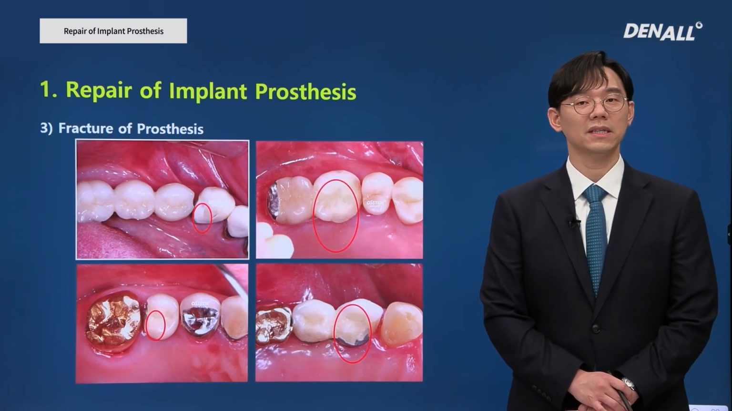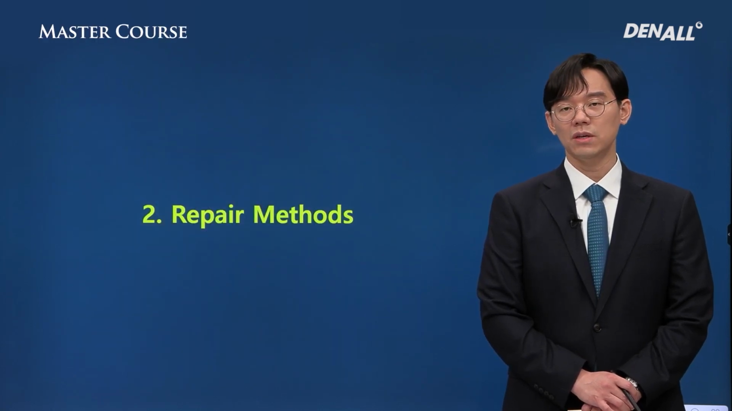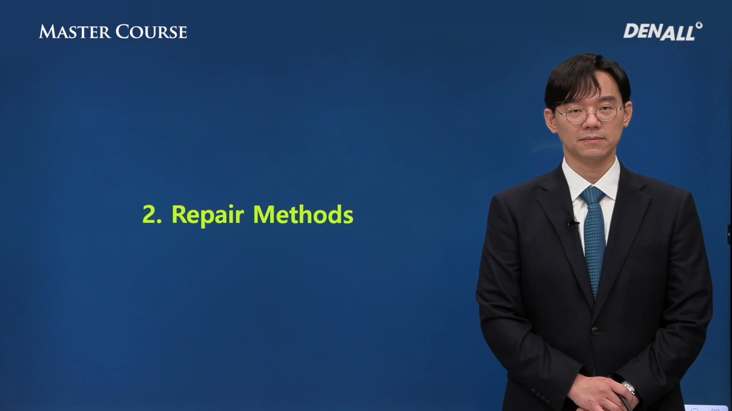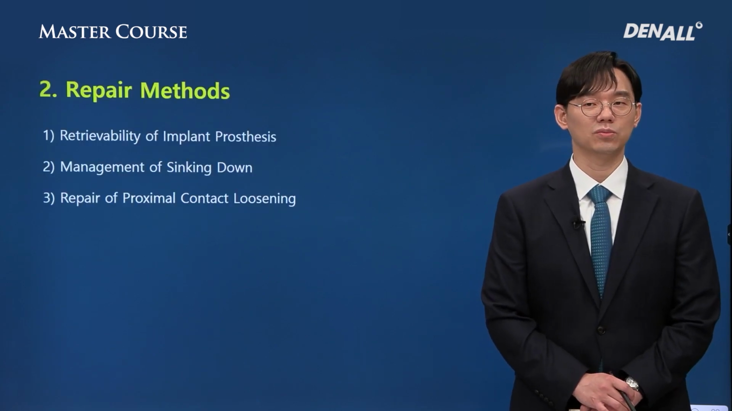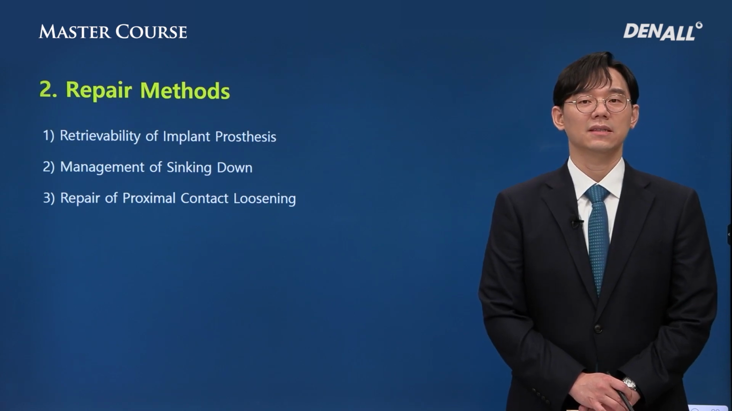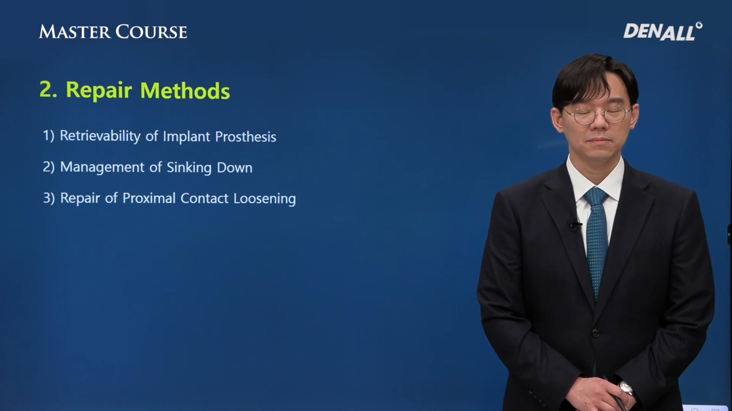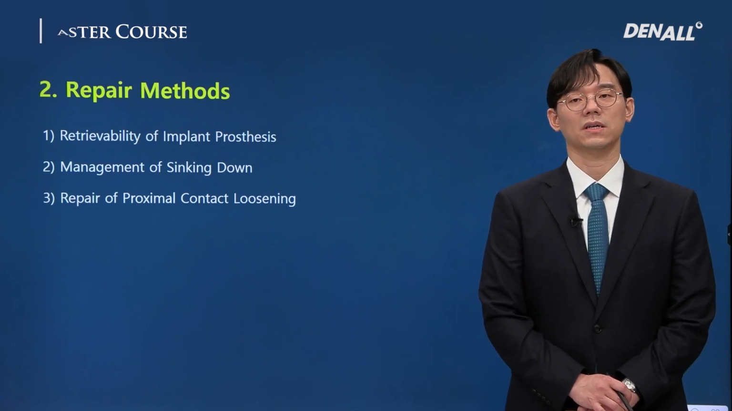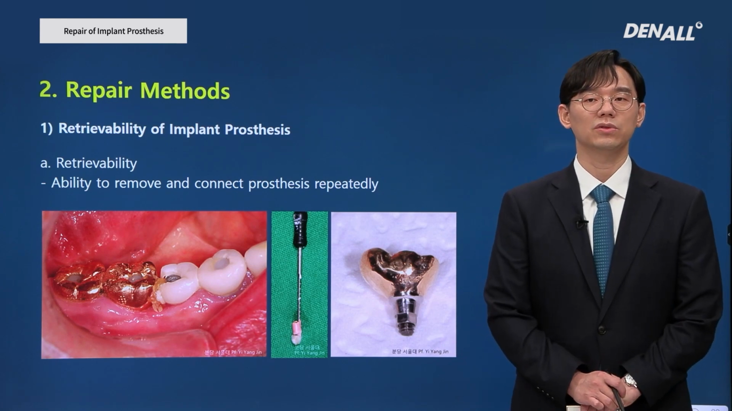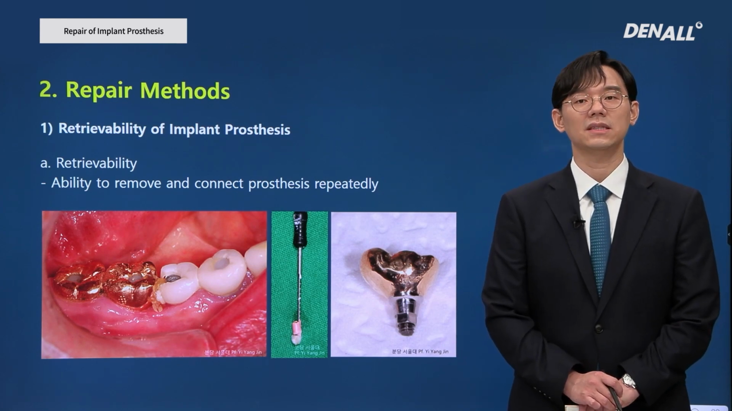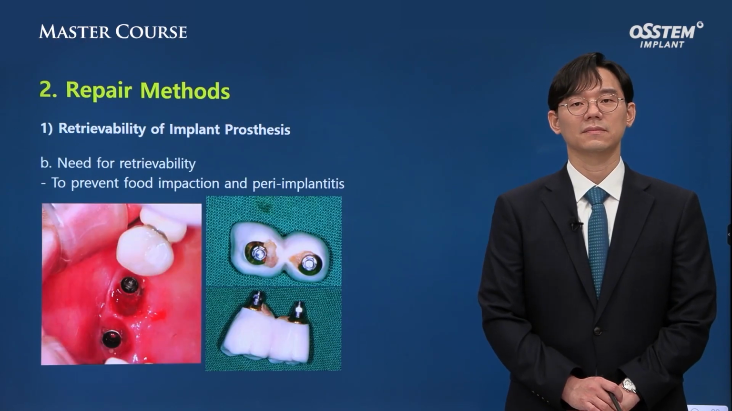This is a case of fracture which requires repair. Next, I'm going to talk about repair methods. Retrievability of implant prosthesis is very important. Management of sinking down and repair of proximal contact loosening will be addressed. Unlike natural tooth prosthesis, retrievability is very important in implant prosthesis to be able to solve problems.